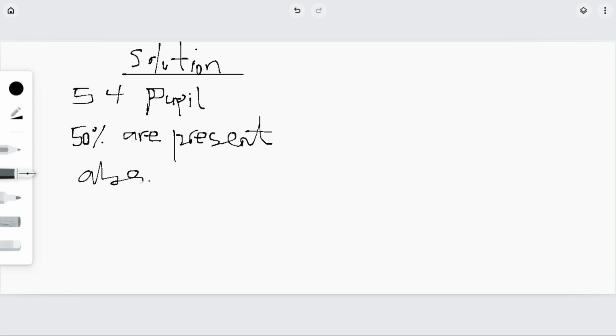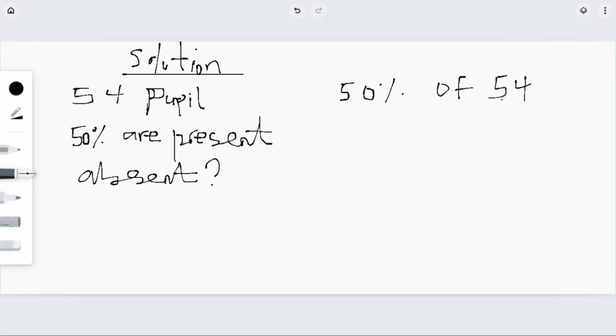You understand? 54 now. We now subtract the number of pupils that are present, and we get the number of pupils that are absent. So if you subtract 27 from 54, that will be 27. That means the correct answer is that 27 pupils are absent. You understand? So 27 pupils are absent.